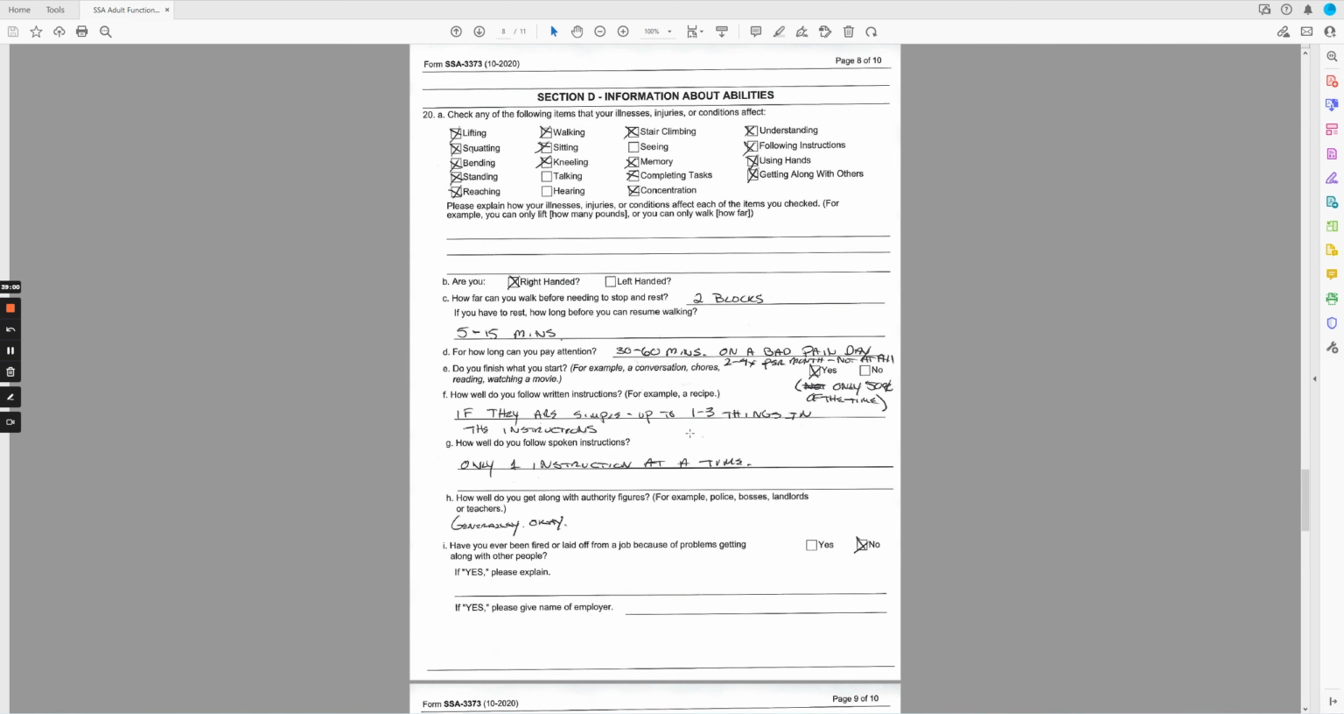Please explain how your illnesses or conditions affect each of the items you checked. For example, you can only lift how many pounds, or you can walk how far. So you're going to have to forgive me, I didn't get a chance to fill this out. But here, what you want to talk about is lifting, and what they care about is sort of in increments of 10 pounds at the max, 20, then 20 pounds, and then 25, 50. So how much can you lift? And how I think of it is how much can you do before it's going to just knock you down, before it triggers more pain.